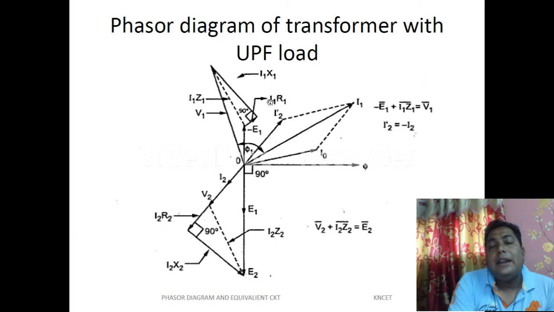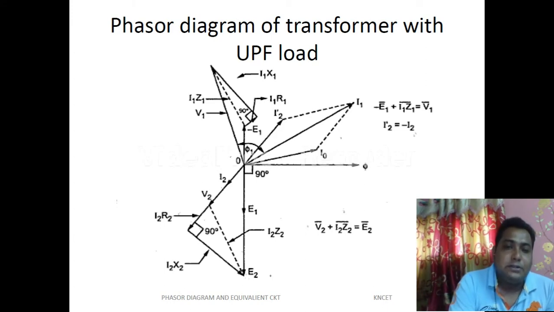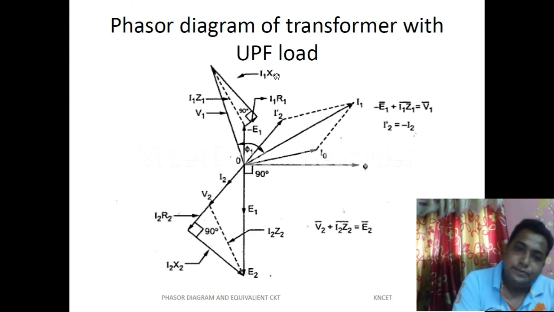But we cannot make any angle between them. That's why we have drawn parallel to this I1 axis. Correct? Now the next component I1 X1, where we can draw this I1 and X1.